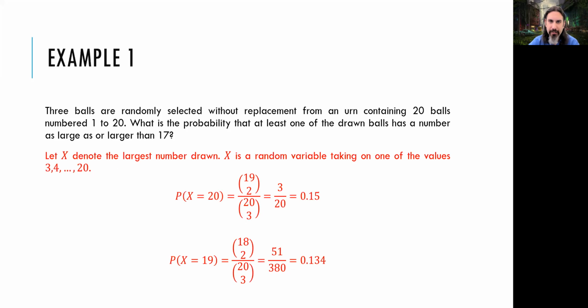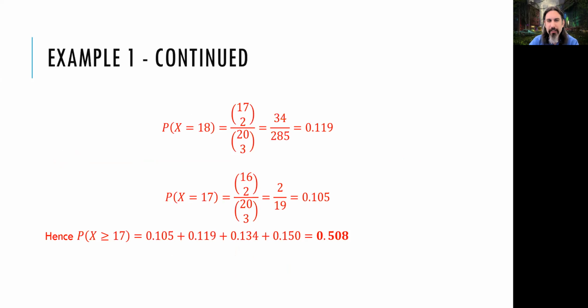If x was 19, if my greatest number was 19, then 20 is removed from the sample space as well, because my greatest number is 19, so I cannot pick 20. So I'm removing 19 and 20 together. So I have 18 choose 2. From 18 numbers, I'm going to choose 2 numbers. And I have 20 choose 3 as a sample space, which is going to give me a probability of 0.13. Then if I have 18 as the largest number, I'm going to remove 18, 19, and 20, 3 numbers from the pool. So I have 17 choose 2 over 20 choose 3. This is going to give 11.9%.